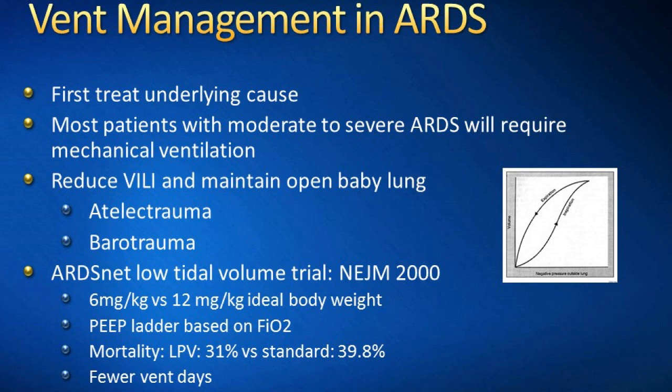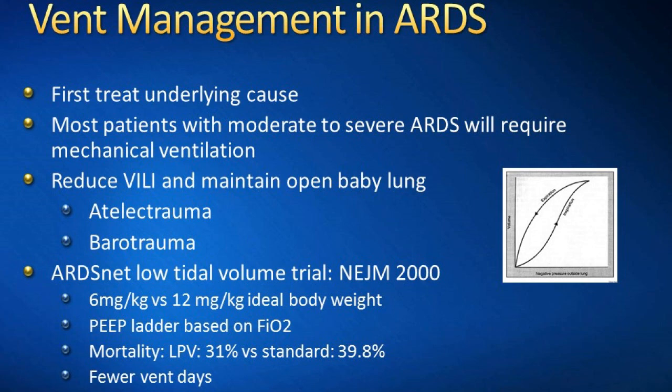So vent management in ARDS: first thing you do is treat the underlying cause. Make sure they're on antibiotics if they have an infection, and do anything you can to reverse that underlying cause. If they're hypotensive, get their blood pressure up. But just so you know, most patients with moderate to severe ARDS will require mechanical ventilation.